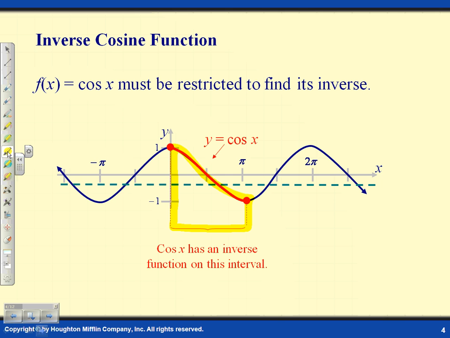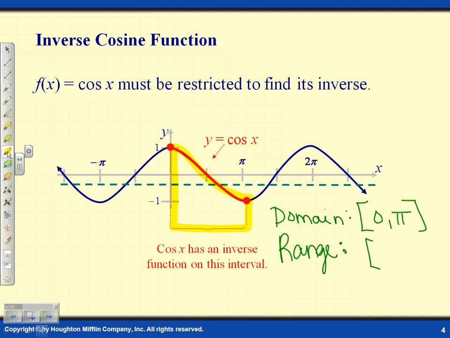In other words, my domain of this graph is what? What's the domain of this thing? 0 to pi. What's my range of this thing? Negative 1 to 1. Okay? So now, what does this imply?